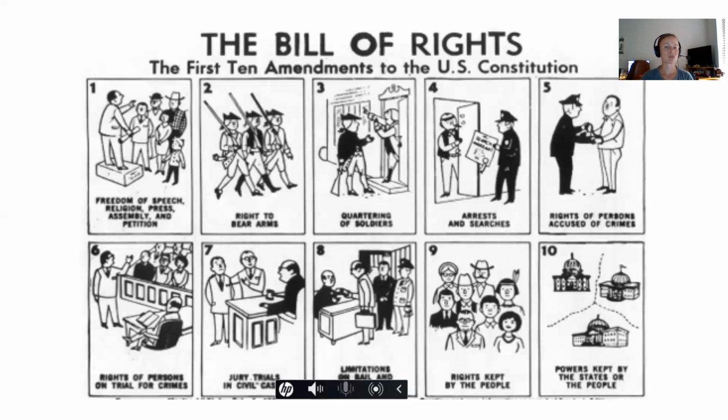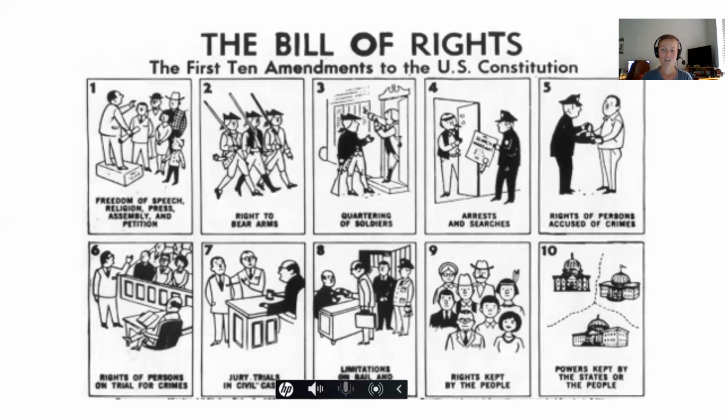And that's only happened 27 times in our nation's history, from 1789 until 2020. Only 27 amendments have passed. That's how difficult it is to change the Constitution. And here's the first 10 that we're talking about right now.